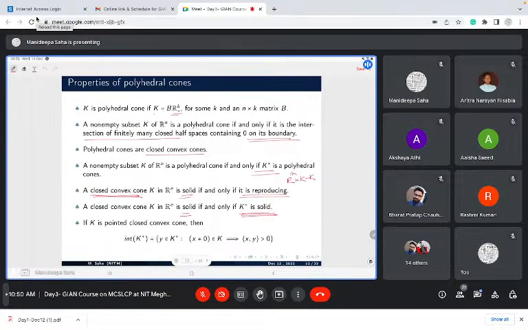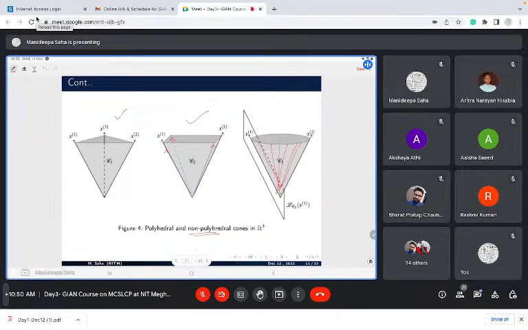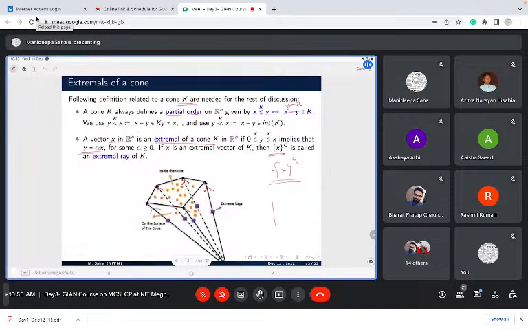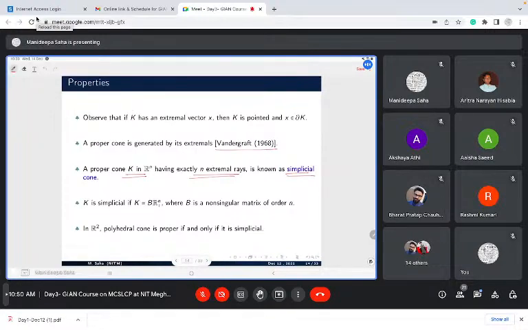So if we go back to here, now look at this one in 3 dimensions. This is the first picture. You can see that there are exactly 3 extremals. So that means this is a nice example of a simplicial cone. Neither is this a simplicial cone, which is an example of a polyhedral cone. And since this is not a polyhedral cone, therefore it cannot be simplicial. No point of thinking about whether it is simplicial or not.